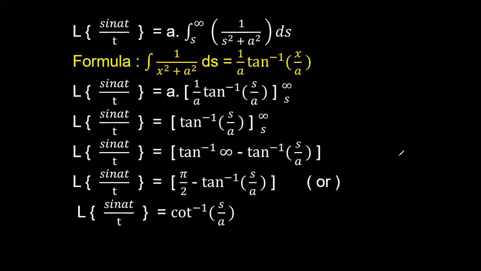If you remember that inverse trigonometric formula, then you can write this one. If you don't remember that formula, you can stop up to this point. This is the way you have to simplify the division by t method. This is the first problem.